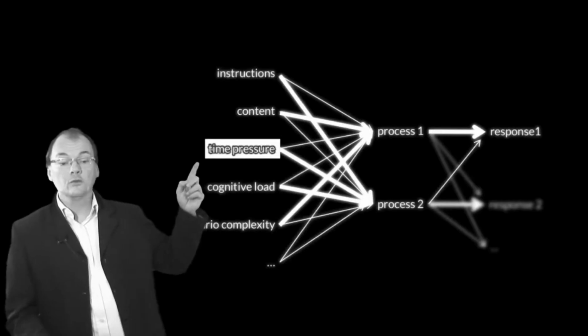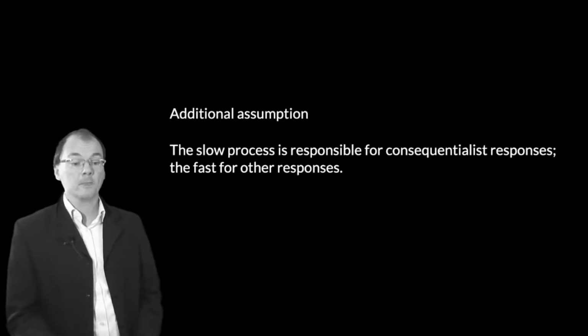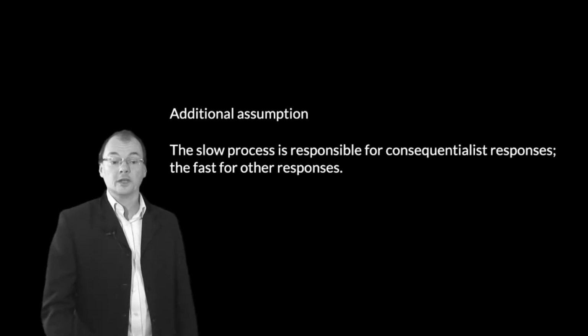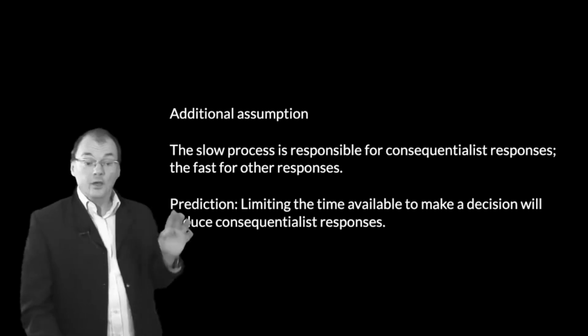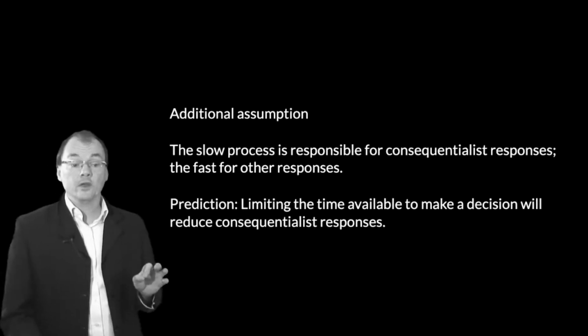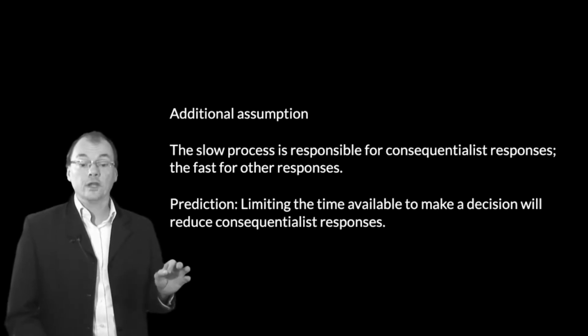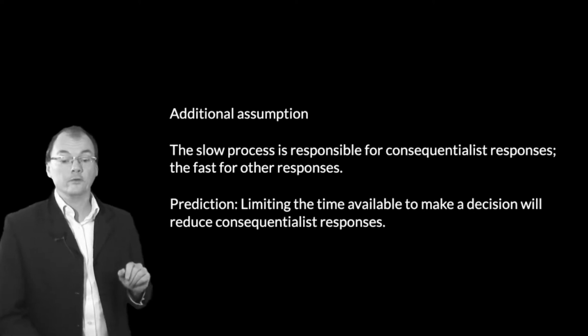Can we think about a prediction that might follow from manipulating time pressure? What sort of predictions might we make here? Same additional assumption as before. The slow process is responsible for the characteristically consequentialist responses. Prediction: if we limit the time available to make a decision, we're going to reduce characteristically consequentialist responses. Why does that prediction follow?